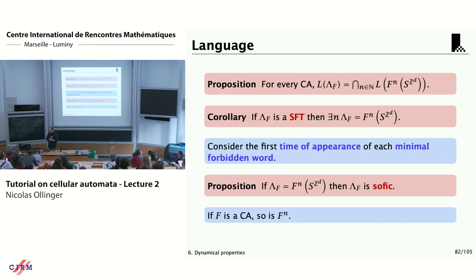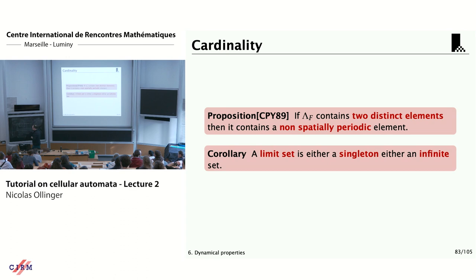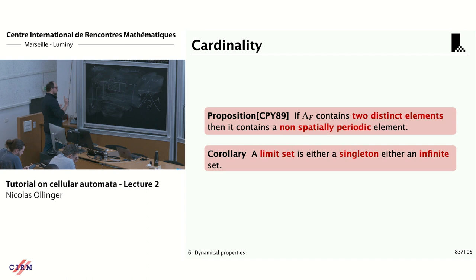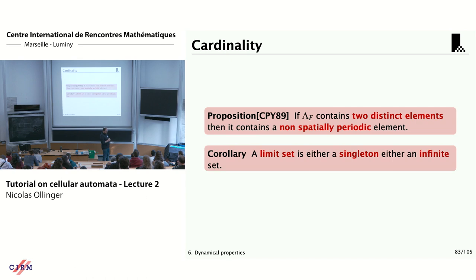We can say a little bit more about limit sets. For example, if you are not nilpotent, if you have at least two distinct configurations in the limit set, then you have infinitely many of them, and you have a non-periodic one, spatially. This one, if you want to try to prove it, you can use some clever extraction. You take the definition of what it means not to be nilpotent. You look at the spacetime diagrams, bi-infinite spacetime diagrams of non-nilpotent configurations, and from there, you should be able to construct your non-spatially periodic element.